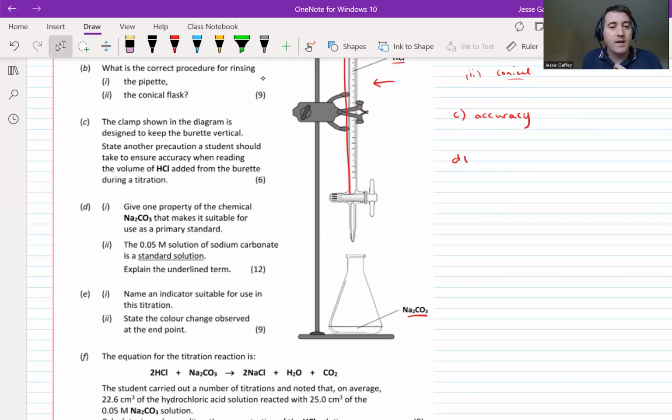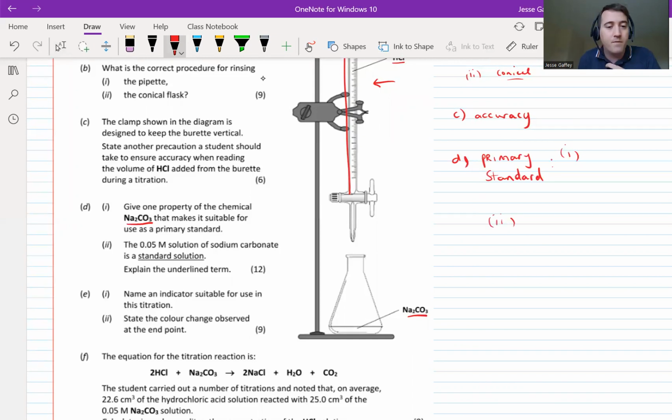Okay, so part D says give one property of the chemical sodium carbonate, Na2CO3, that makes it suitable for use as a primary standard. So what are the things we require for a primary standard? To be called a primary standard, give me one feature or one property that we know about sodium carbonate. What are the things it needs to be? Pause the video and write them out now. So that's D part 1. We'll check the answers in a second for sodium carbonate as a primary standard.